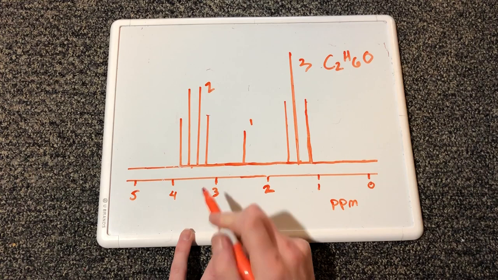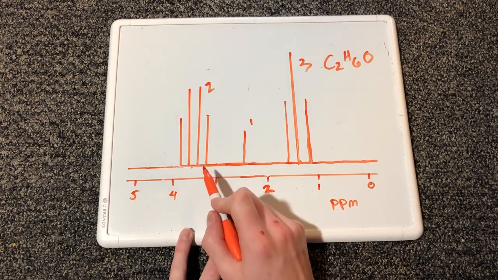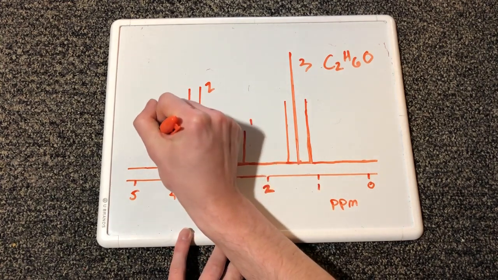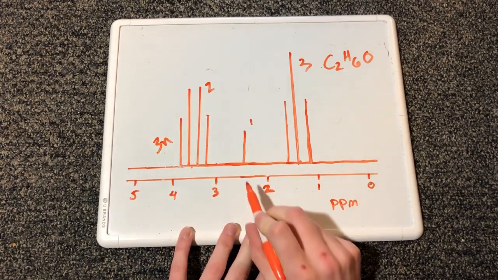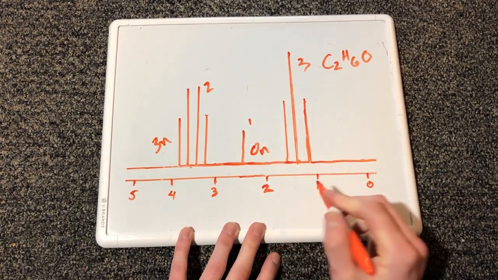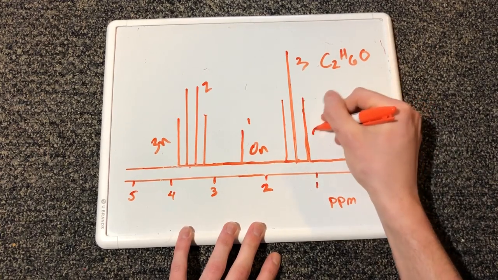Next we can look at splitting. There are 4 peaks here, so let's use the n+1 rule, where n+1 is the number of peaks, and n is the number of neighboring protons. So there are 4 peaks here, so we know that it has 4 minus 1, or 3 neighbors. So we'll put 3n right here. There's no splitting here, which means it has no neighbors. And here it is split into 3 peaks, so it'll have 3 minus 1, or 2 neighbors.